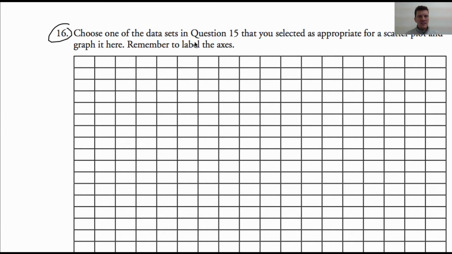Number 16, choose one of the data sets in question 15 that you selected as appropriate for a scatter plot and graph it here. So, in order to do that, again, you can choose whatever you want. I'm not going to do that, but I'm just going to make a few comments.